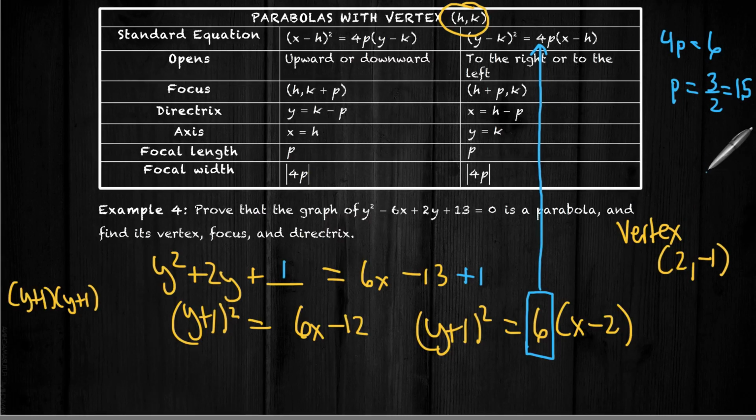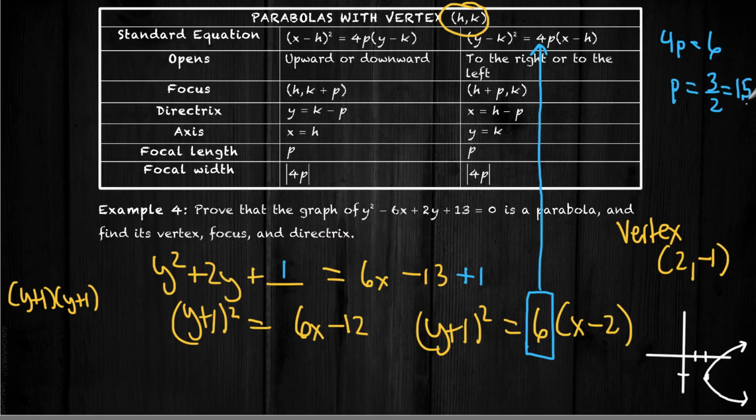So p, remember, is the distance from the vertex. And so let's go ahead and sketch this out right down here. Let's just make a little xy axis. So the vertex is 2, negative 1. So right 2 and down 1, there is the vertex. And let's go ahead and draw the parabola. It's going to be opening up to the right.